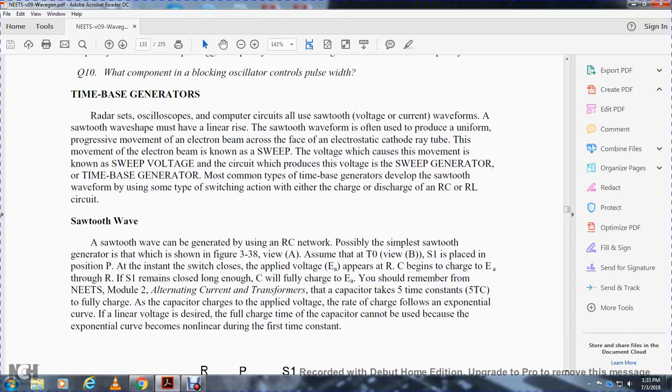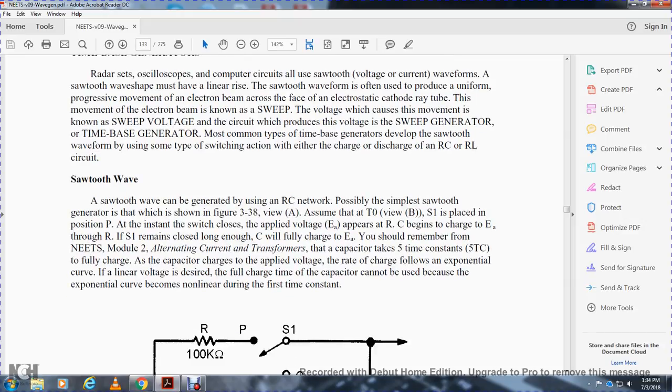A circuit that produces the sweep voltage is a sweep generator, or time-based generator. The most common type of time-based generator develops the sawtooth waveform by using some type of switching action with either charging or discharging RC and RL circuits. The sawtooth wave can be generated by using an RC network, as a simple sawtooth generation, which is shown in figure 338.